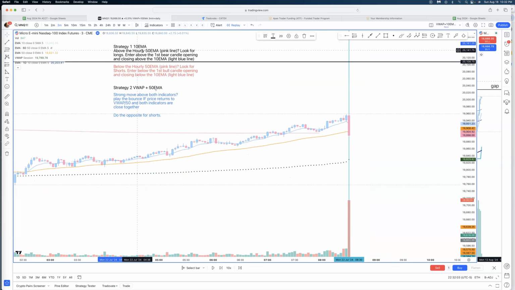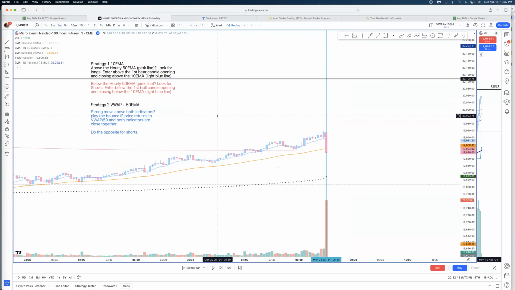The 10 EMA strategy. If we're above the hourly 50 EMA, the pink line that you see right here on my chart, look for longs. Enter above the first bear candle opening and closing above the 10 EMA, this light blue line here. Now for shorts, if we're below the 50 EMA, which is again the pink line, look for shorts. Enter below the first bull candle opening and closing below the 10 EMA, the light blue line you see here on this chart.